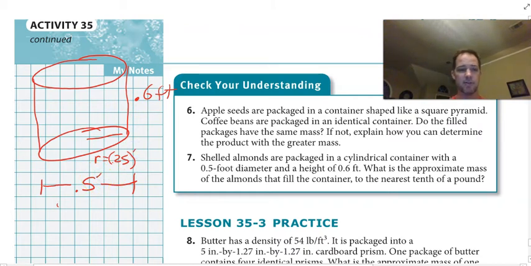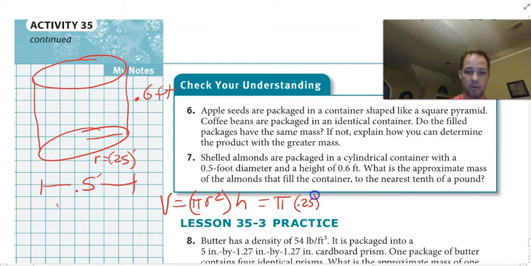All right, so first let's figure out the volume. I know volume is area of the base times height. So area of the base is a circle, pi r squared, times height. If I plug in my pieces, pi times 0.25 squared times the height of 0.6. Let me check this in the calculator and see what I get. All right, it looks like the volume is about 0.11781, and this would be in feet cubed for volume.